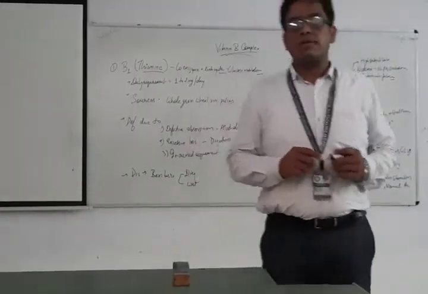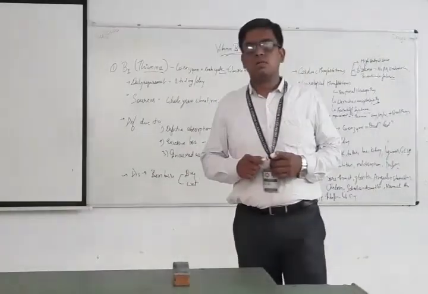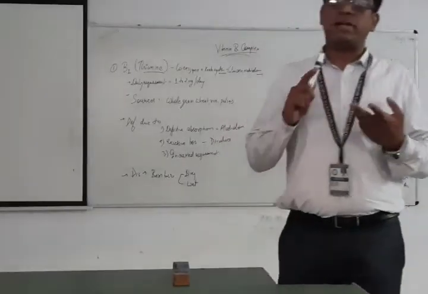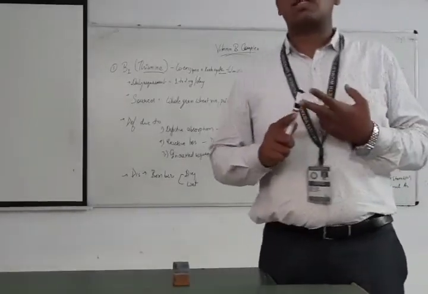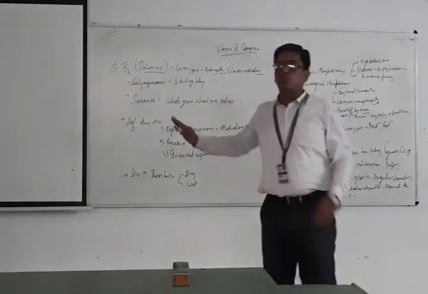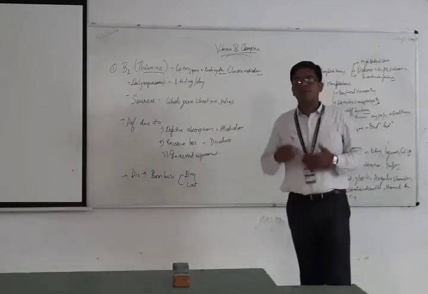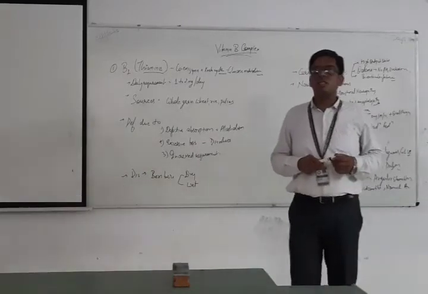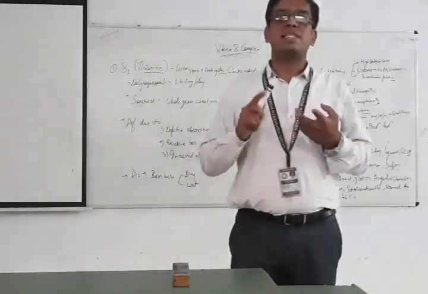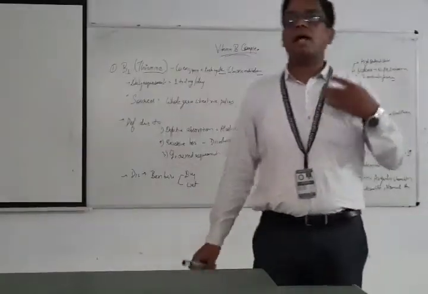Alright. So till now we have discussed vitamin A, vitamin D, vitamin E and vitamin K. And we have also discussed vitamin C. Now we come to vitamin B complex. There are different vitamins in vitamin B complex. We have vitamin B1, B2, B3, B6, B9 and B12.